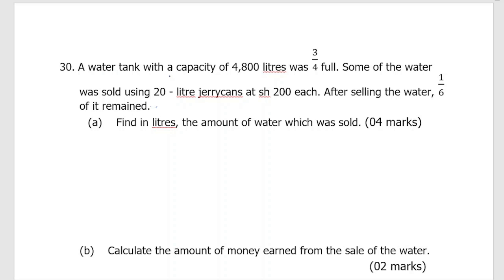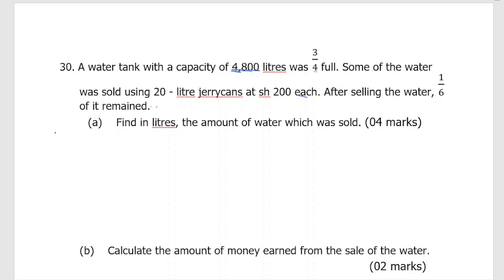So a tank with the capacity of this water was 3/4 full. For example, when the tank holds this amount, but it was not full, it was 3/4 full. So some of the water was sold using this one. Then after selling the water, 60 of it remained. Now we have to first find in liters the amount of water which was sold. Some water was sold from the 3/4 full tank, and 60 remained.